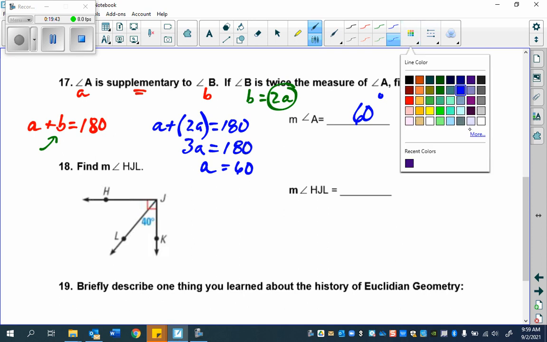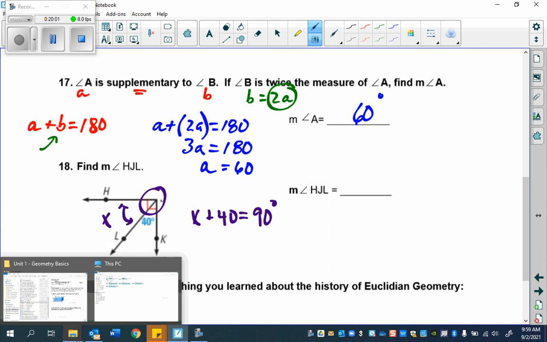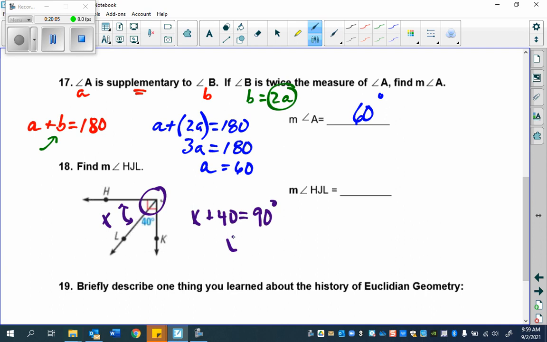Coming down here, if I need to figure out the measure of angle HJL, we can call this x. And I know that x plus 40 has to equal 90 degrees, and I know that because of that symbol there. Those are complementary angles. So I know that x is going to be equal to 50 degrees, the measure of angle HJL, 50 degrees.